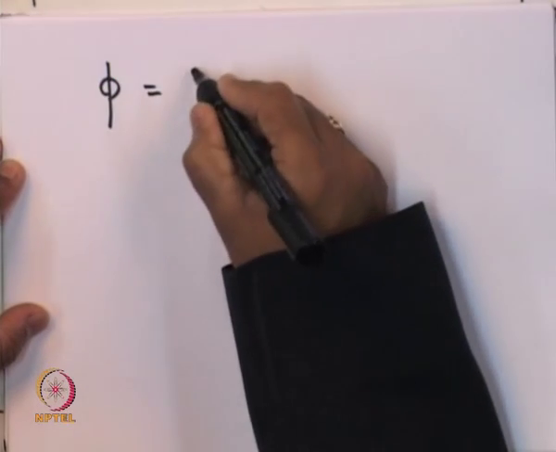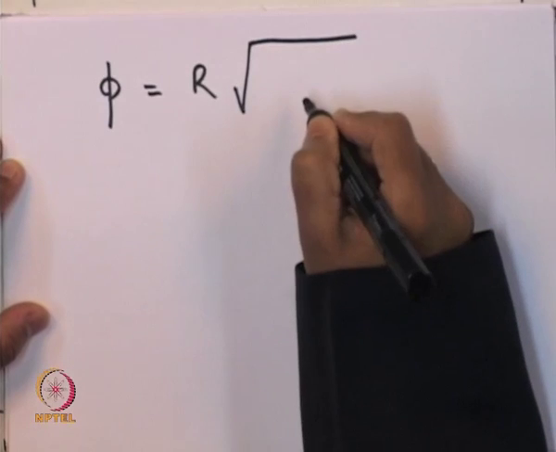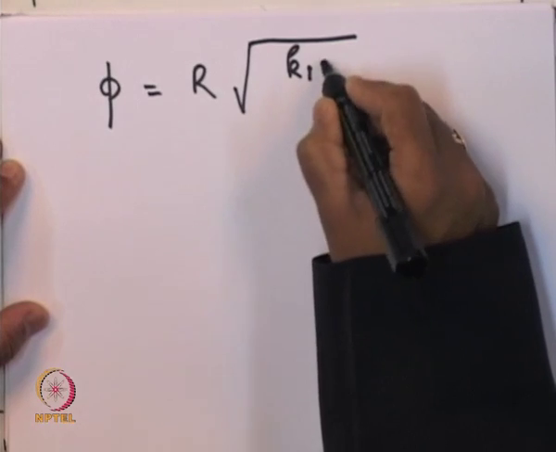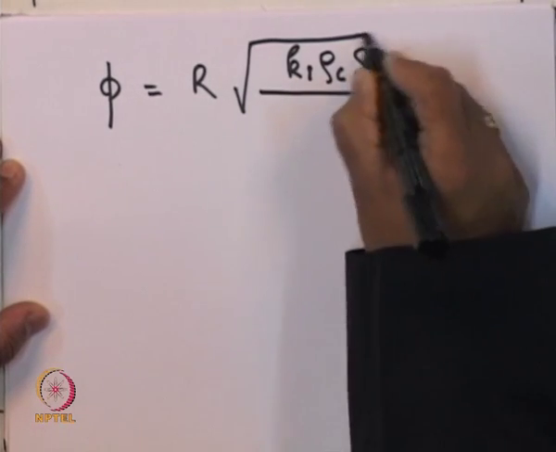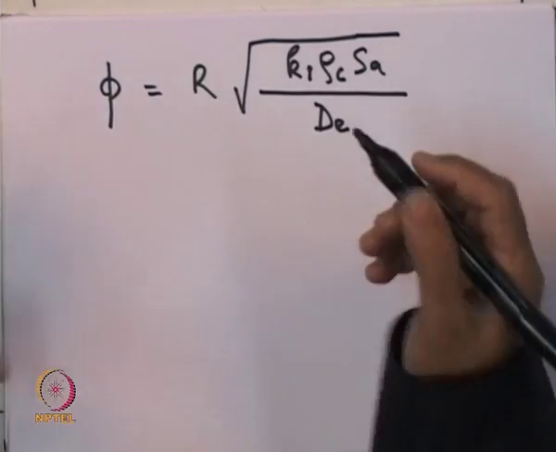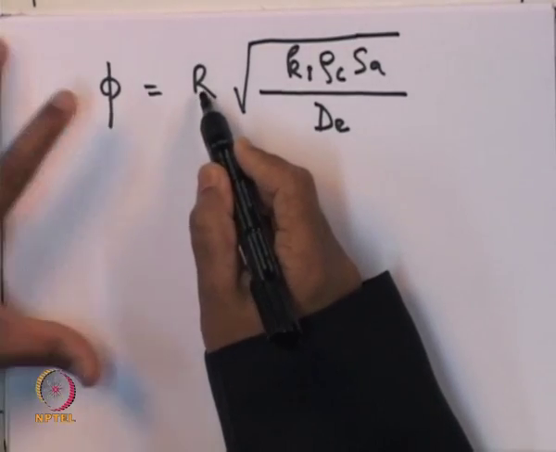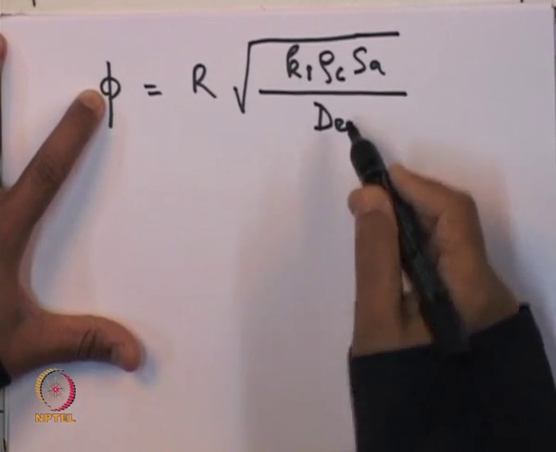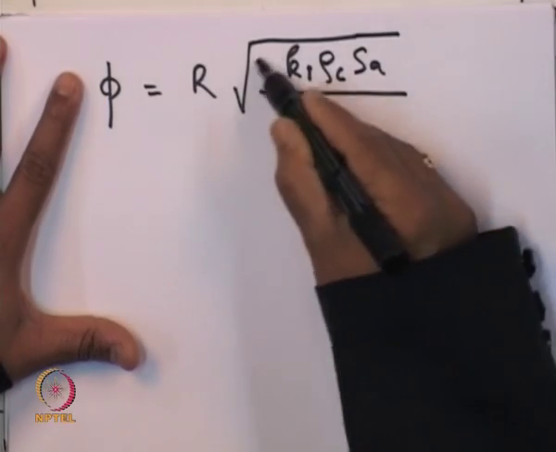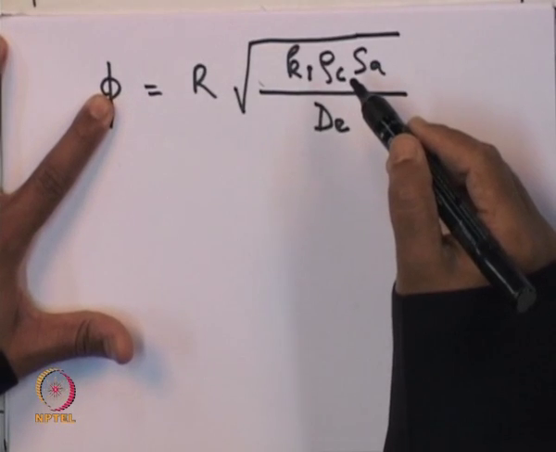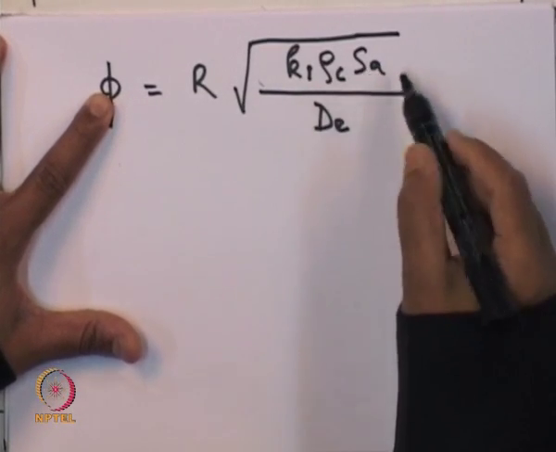First of all, what is phi? Phi is R root k1 rho c s a divided by De. I don't need to learn this equation by heart. I know the proportionality, like if you increase R, the resistance is going to increase. If I increase diffusivity, resistance is going to decrease. And if I increase the value of the intrinsic rate constant, again the diffusion resistance is going to be important. So, that is how I remember this equation.